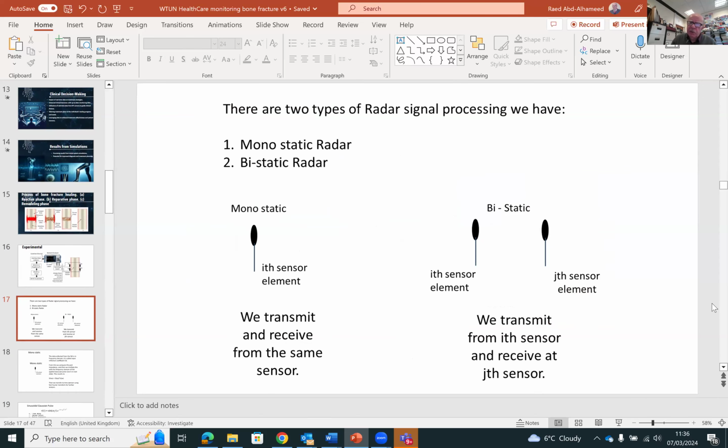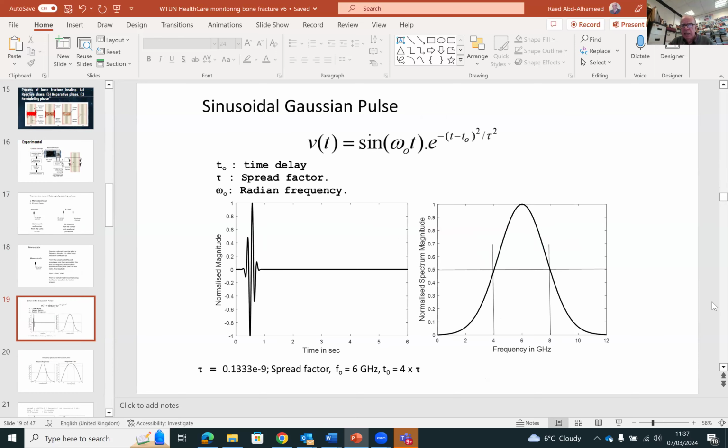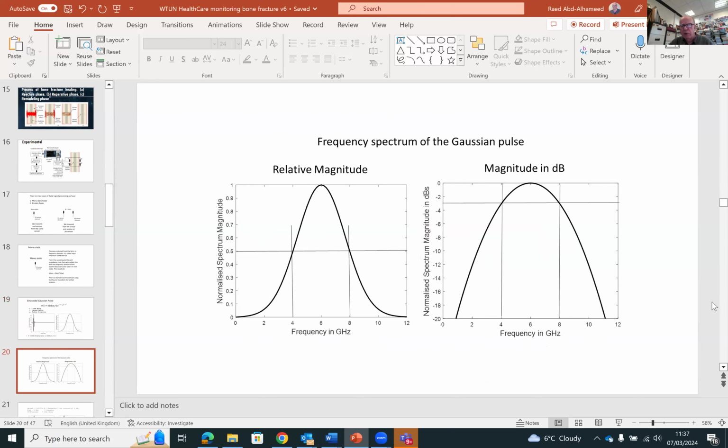We are trying to build the system using either monostatic or bistatic radars, and this is very important for us. Monostatic means we transmit and receive the signal on the same sensor. The signal, as you see here, is a wide spectrum signal. It can go from 4 to 8 gigahertz or from 1 to 3 gigahertz, which we are trying to improve toward lower frequency to enhance the accuracy.